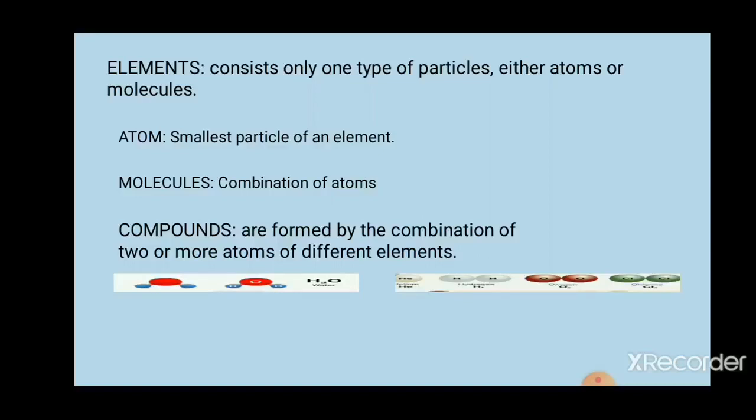A molecule is a combination of two or more atoms of the same element. I already gave the example of the hydrogen molecule. A hydrogen molecule is a combination of two hydrogen atoms. An oxygen molecule is a combination of two oxygen atoms. A chlorine molecule is a combination of two chlorine atoms. But in the case of compounds, it is a combination of two or more atoms of different elements.